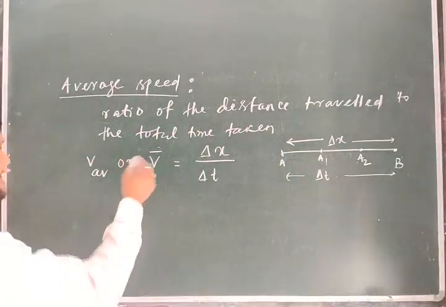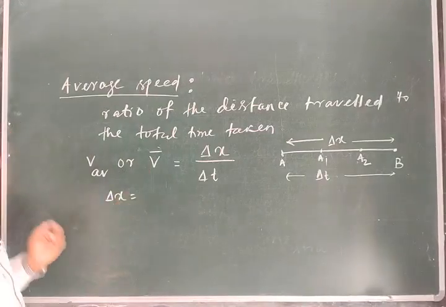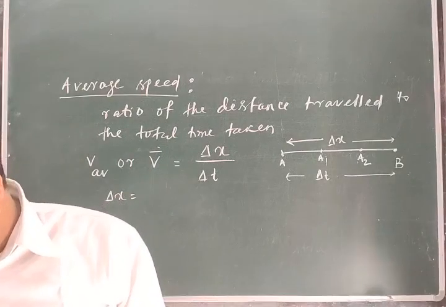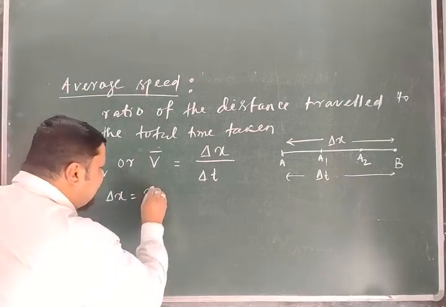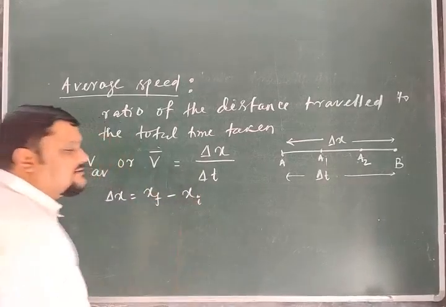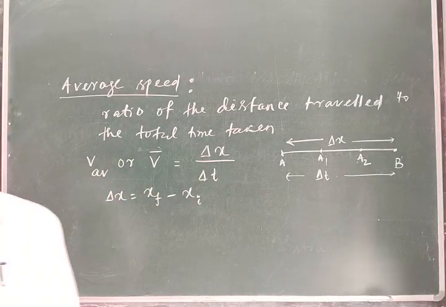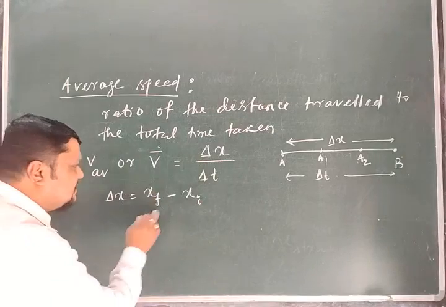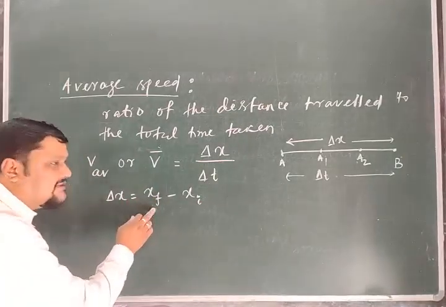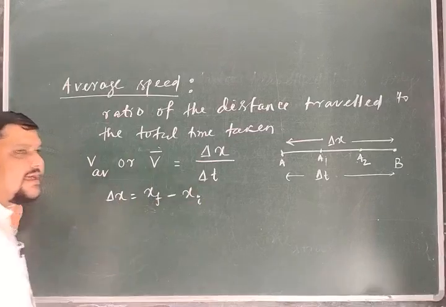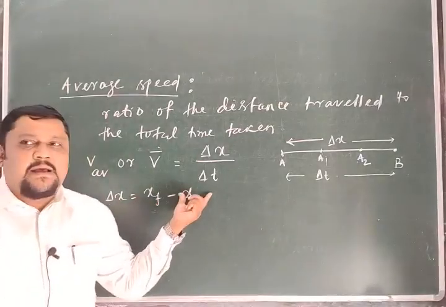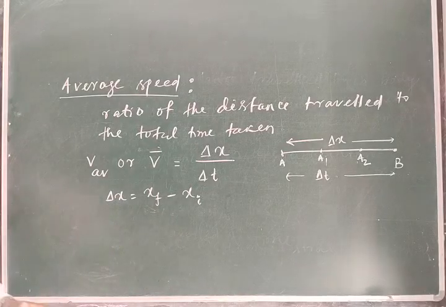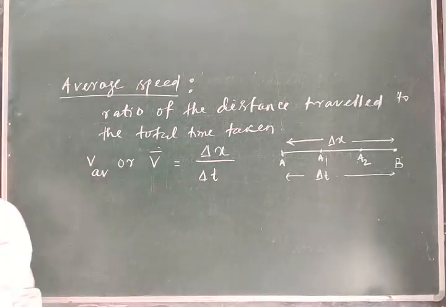Here, when you calculate this average speed, the delta x is the final position minus the initial position, from where it starts to where it reaches. Here it is the distance, not the position. So it is the final distance traveled minus the initial distance or initial position. Okay.